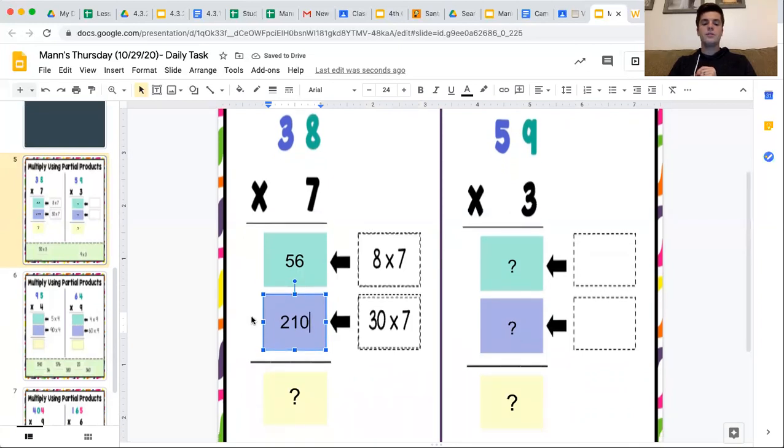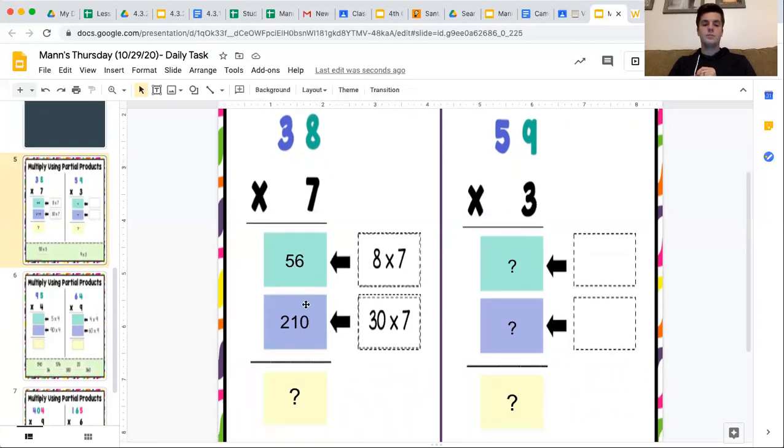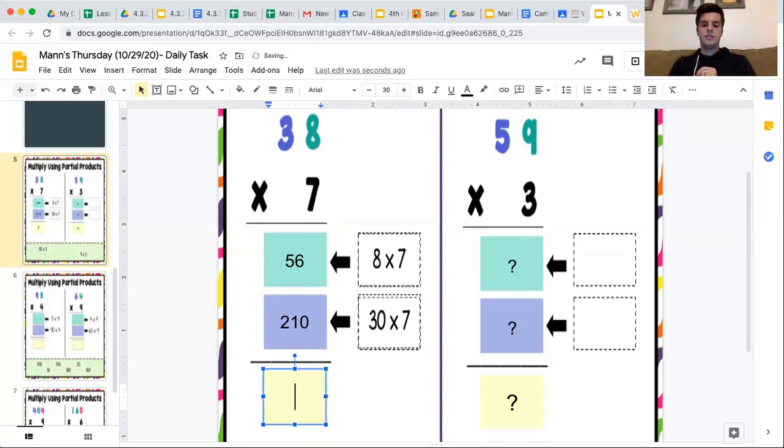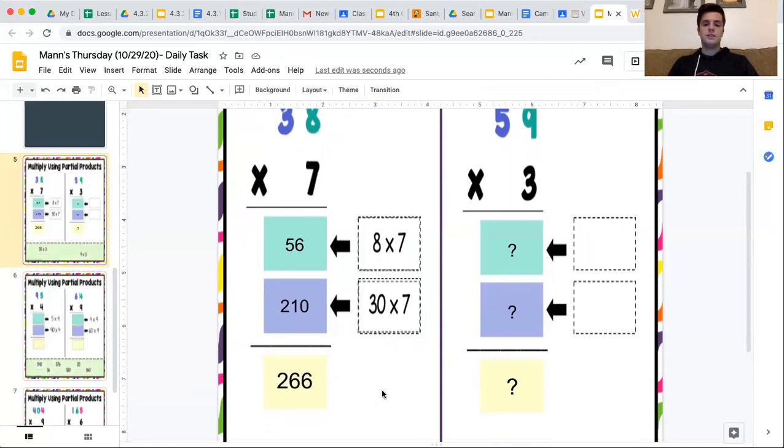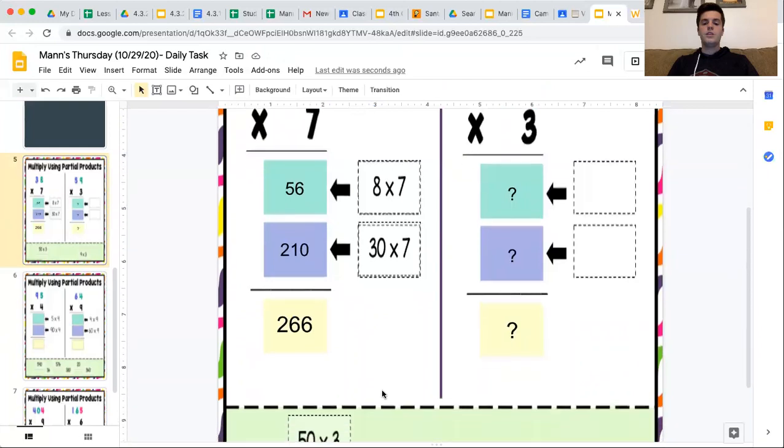And now all we have to do is add these two together. So 6 plus 0 is 6. Let's go over 1. 1 plus 5, those are the ones in the tens place. 5 plus 1 is 6 again. And then the only thing left over is the 2 in the hundreds place. So the answer to 38 times 7 is 266.